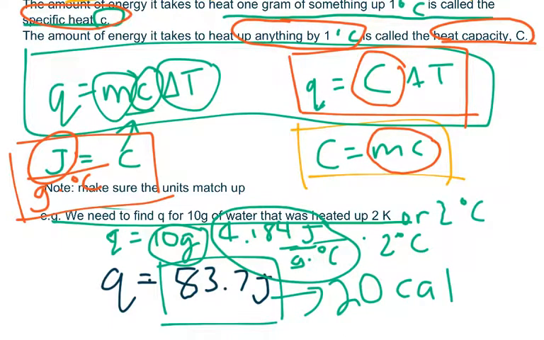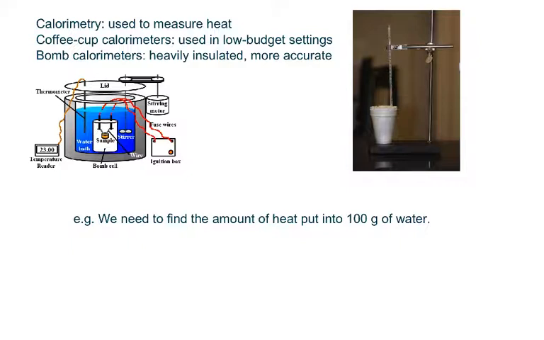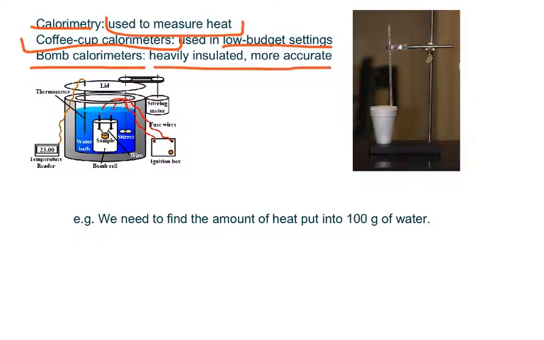So now let's move on to yet another related topic. This is a topic known as calorimetry. It is a method that we use to measure heat exchange. Now, there are two ways that we can do this. We can use a coffee cup calorimeter, and we do this in low budget settings, aka maybe in your classroom lab. But to be more professional, you would use a bomb calorimeter, which is heavily insulated and more accurate, since if you insulate the heat, then you'll get a more accurate answer when measuring the heat.